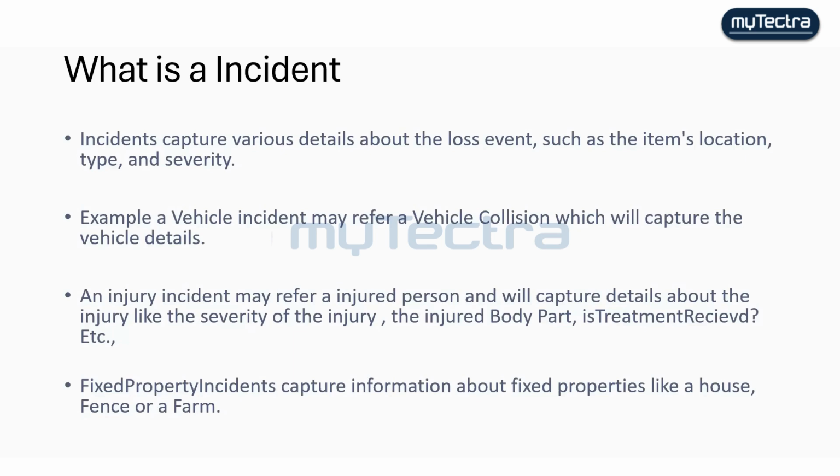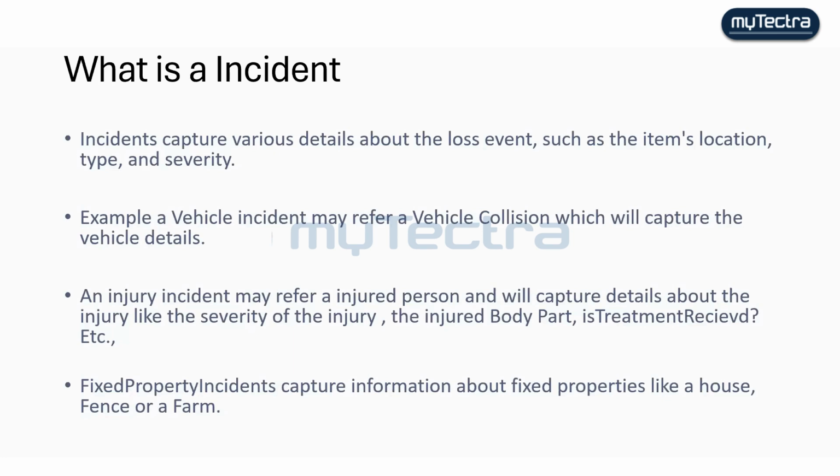If, for example, it's a vehicle incident, some vehicle has crashed, then it will capture details about the vehicle, where the accident happened, at the premises or not, what kind of vehicle it is. It will capture details about the driver, whether the driver has a license or not, the driver license number. So these are all the data about the loss event. That will be a vehicle incident.